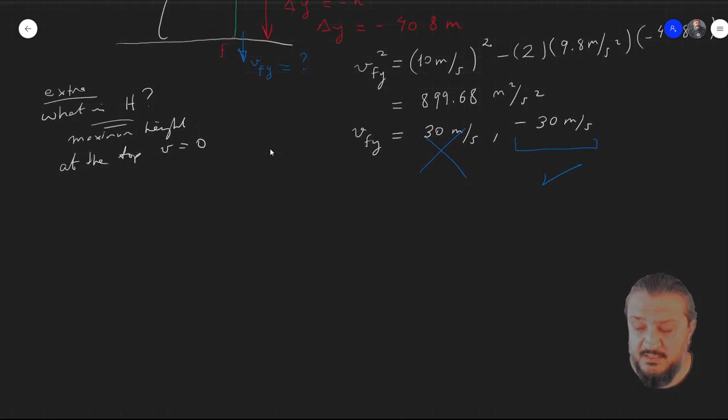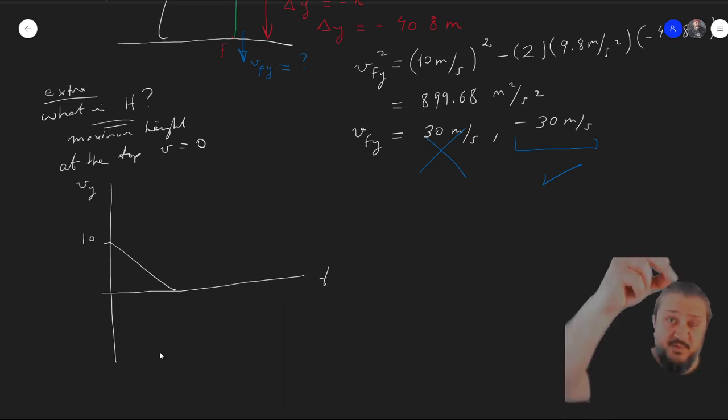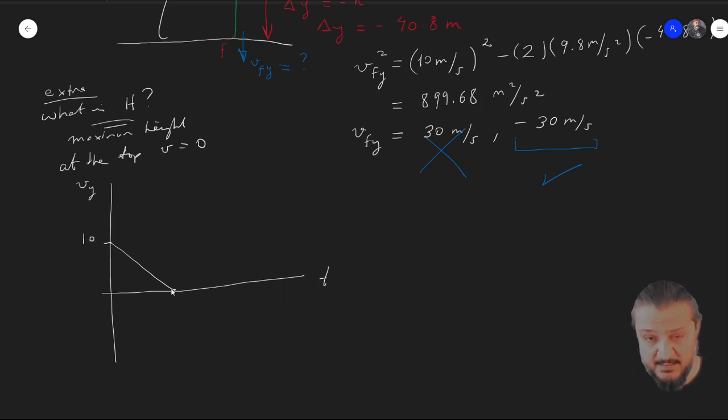You can draw a plot of Vy. Okay, so you start at 10, you slow down. Right here, when your velocity reaches 0, you're at the maximum height. And then you increase your speed in the negative direction and hit the ground, right? By the time you hit it, your velocity is what? Negative 30 meters per second.